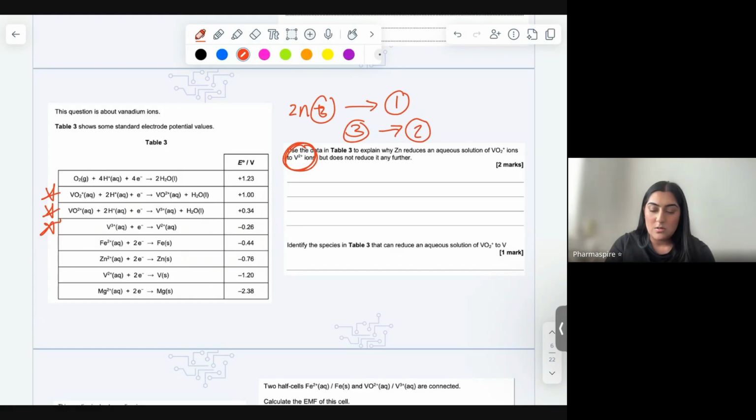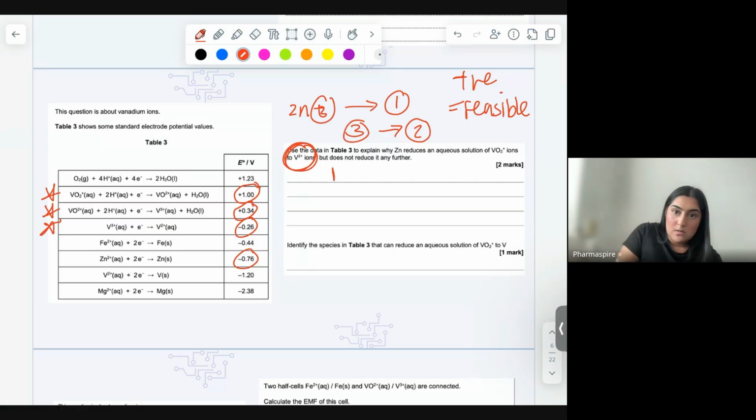So when they say, explain why zinc reduces an aqueous solution and why it doesn't reduce it any further, we need to look at the EMF values. And if it's positive, it's feasible. That's what you need to think of. It's kind of like Gibbs: with Gibbs, negative values are feasible. In this case, positive is feasible. If you get confused, you can look at all of your values here and see if you've got a positive value. Okay, so let's go through each of them and see what it could be.